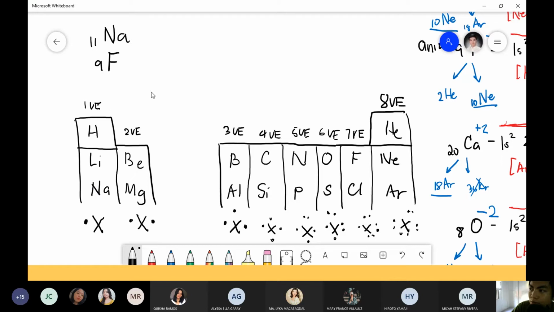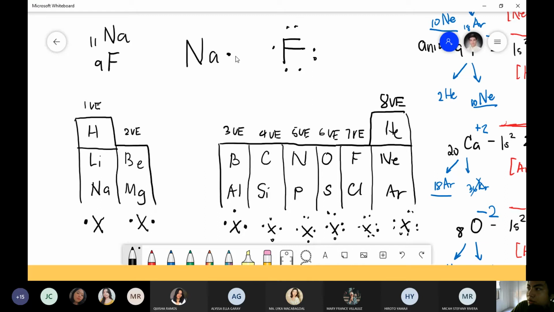So sodium is in group 1, so that means it will be represented using a single dot. And then fluorine is in group 7, so that means it needs to be represented with 7 dots. Okay, ayan. So you have 1 dot for sodium, that's the valence electron of sodium. For fluorine, that's 7.